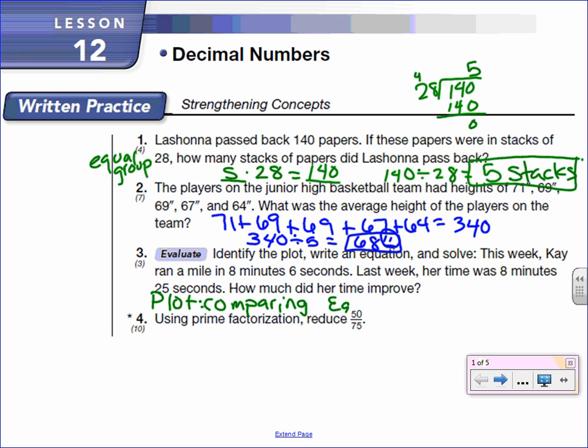And the equation for comparing is the greater number minus the lesser number equals the difference. So the greater number is 8 minutes 25 seconds minus the lesser number, which is 8 minutes 6 seconds. And that equals the difference. And then the solution, since they both have 8 minutes, what we're really looking for is 25 seconds minus 6 seconds. And that's a difference of 9 seconds.